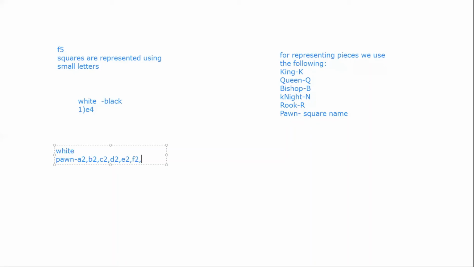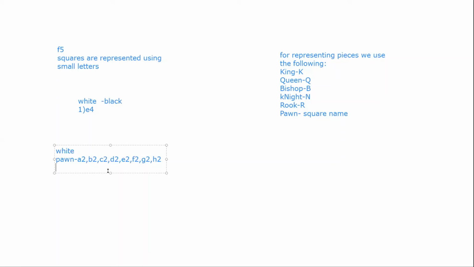F2, G2, and H2. So basically, we have all the 8 squares. So there are totally 8 squares, and these are all the pawn given names. So that's where they actually go up. That is the pawn from E2 to E4, D2 to D4, etc.